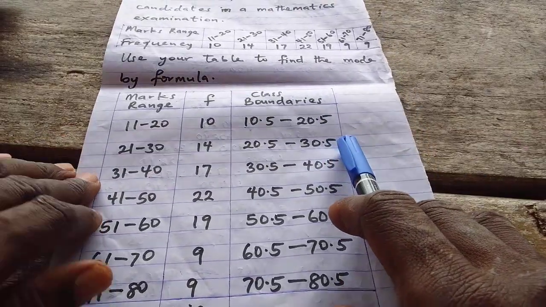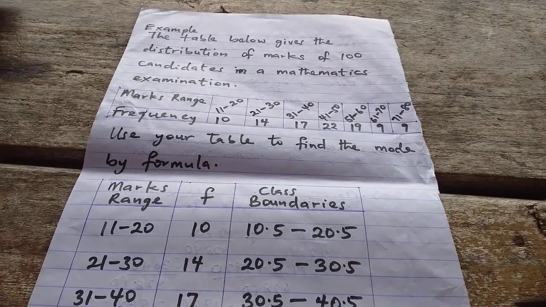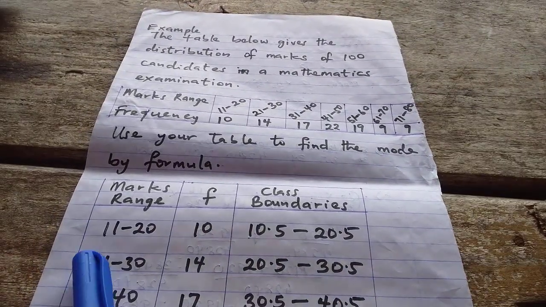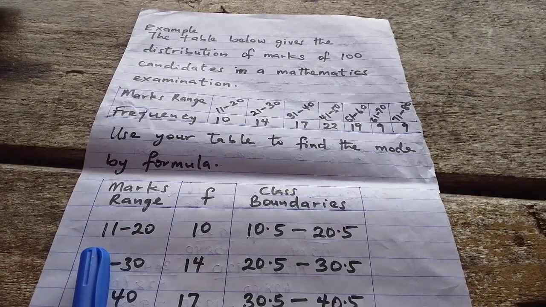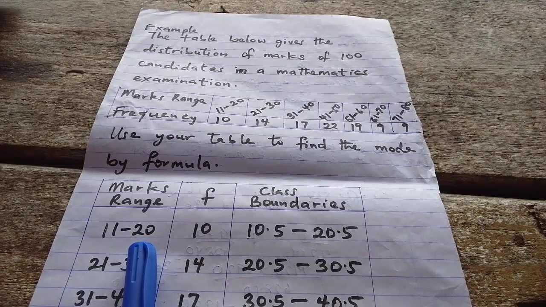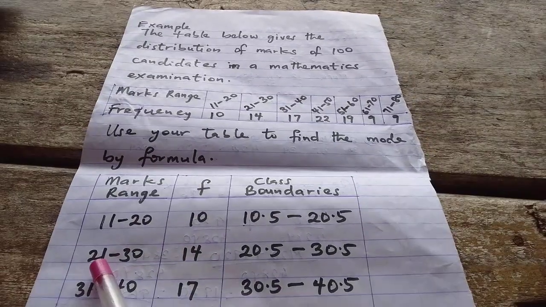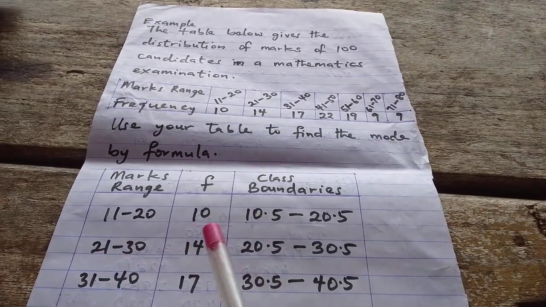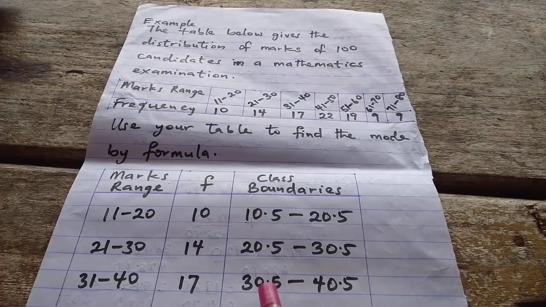For us to be able to use the formula, you need to know the class boundaries. So how would you get the class boundaries? For the lower class boundary, from this 11, you subtract 0.5. When you subtract 0.5 from 11, it gives you 10.5. And you add 0.5 to this 20. So 20 plus 0.5 gives us 20.5. 21 minus 0.5 gives us 20.5. 30 plus 0.5 is 30.5. 31 minus 0.5 is 30.5.